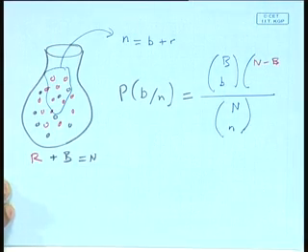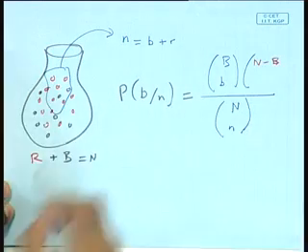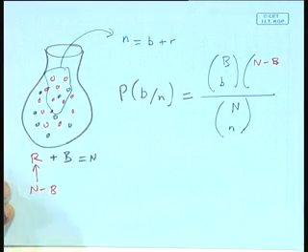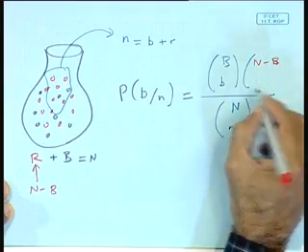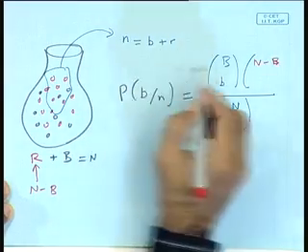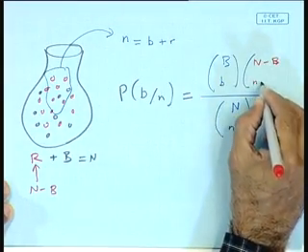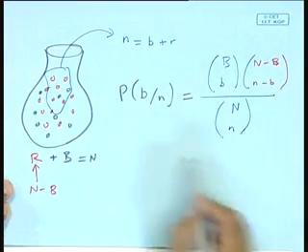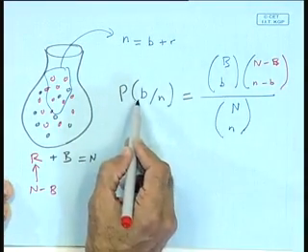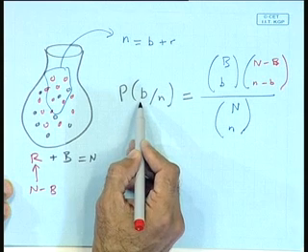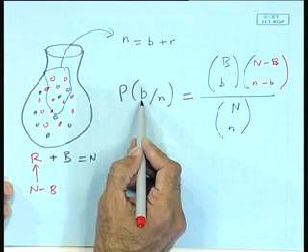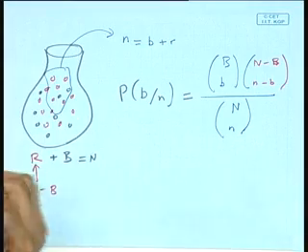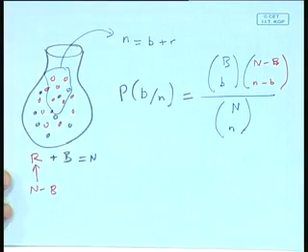That many red balls, that is equal to R actually. This is equal to N minus B. And then, how many red balls are there in the sample? They are little n minus b. This is the formula that tells you the chance of my finding exactly little b black balls in n balls picked as a sample.